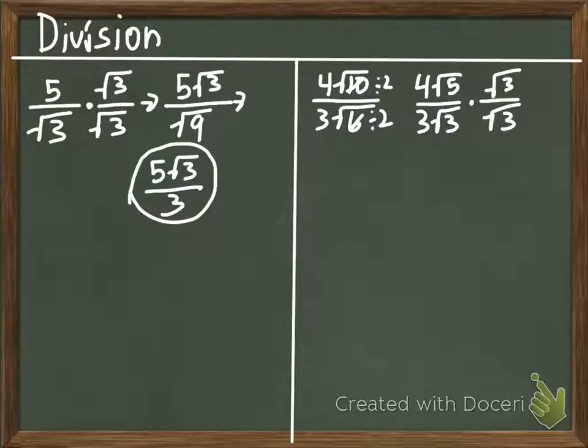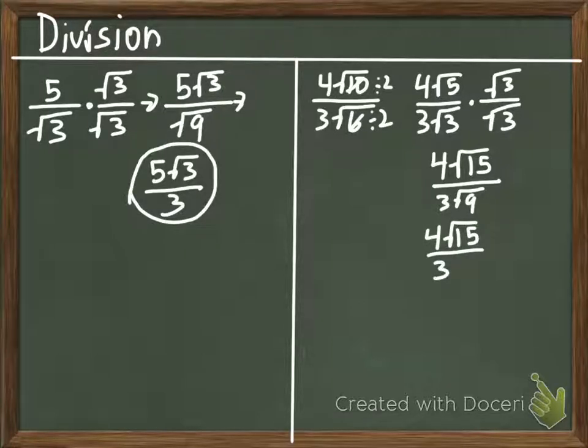So, we're going to use our multiplication rules. And on top we get 4 square root of 15 over 3 square root of 9. That square root of 9 turns into a 3. So we get 4 square root of 15 over 3 times 3. This 3 coming from that square root of 9. So we get 4 square root 15 over 9.